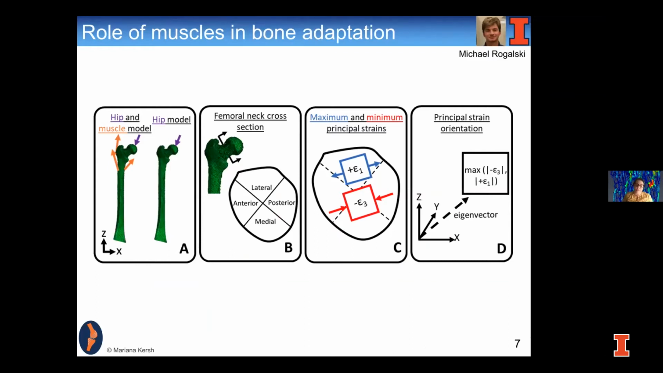And so Mike did a very simple but important computational experiment of looking at the difference. What is the difference in the strain and principal strain distributions and directions when we have a model that only has just the hip forces, now shown in purple, and when we include the actual muscle forces in the model? And we only looked at one cross-section in the femoral neck.